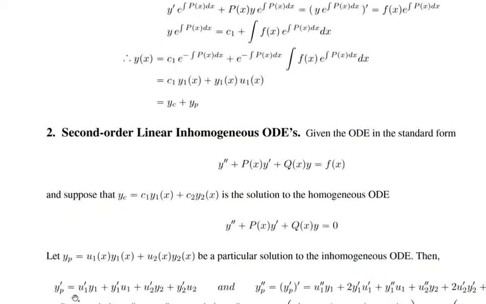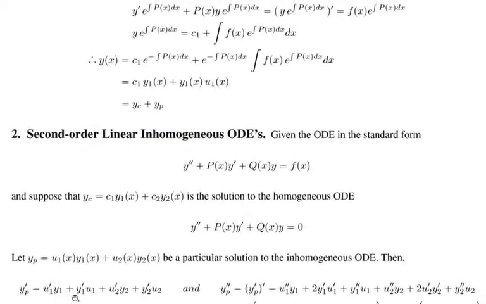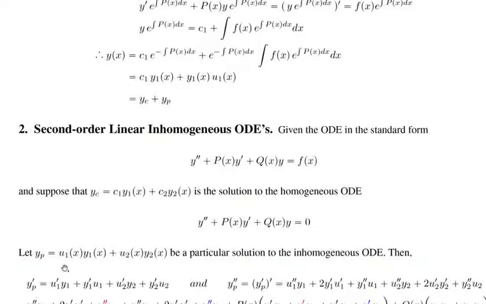The way to do it is that we're gonna differentiate yp once and twice, so we're going to find yp prime and yp double prime and plug them in the inhomogeneous ODE and try to find some relation between my unknowns so that we can deduce them.